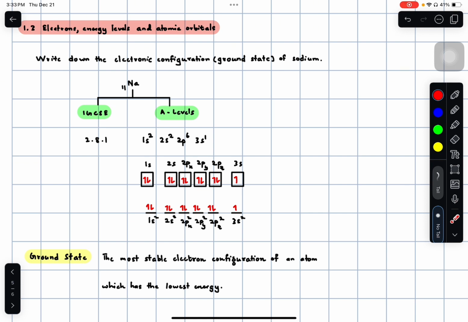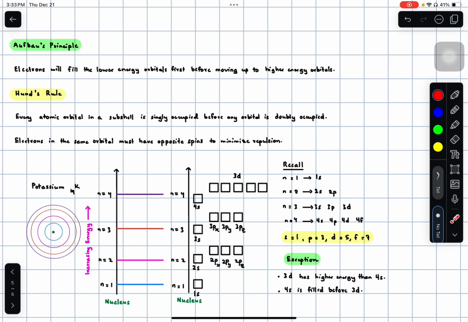Ground state simply means the most stable electron configuration of an atom, which has the lowest energy, which means the simplest electronic configuration you could write for a sodium atom here. Now, in order for us to know how to write down the electron configuration, we need to know how electrons are filled. The first principle that you need to know is called Aufbau's principle, which says electrons will fill the lower energy orbitals first before moving up to higher energy orbitals.